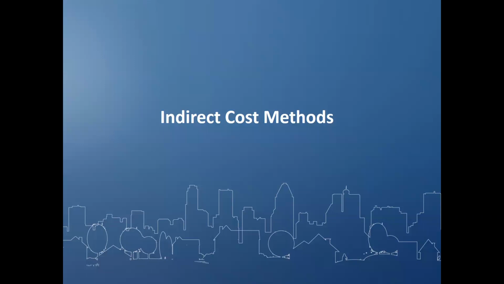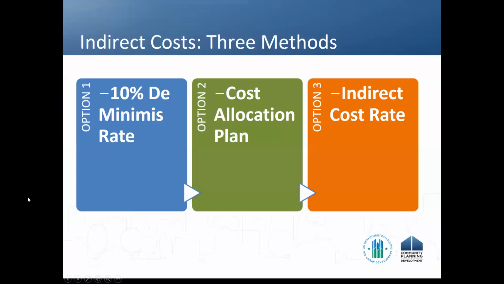Okay, so now that we better understand the definition of and difference between direct and indirect costs, let's now look at indirect cost methods. For an ESG-CV grantee or subrecipient to charge indirect costs to an ESG-CV award, one of three indirect cost methods must be followed. The three methods are the 10% de minimis rate, a negotiated indirect cost rate, or a cost allocation plan.